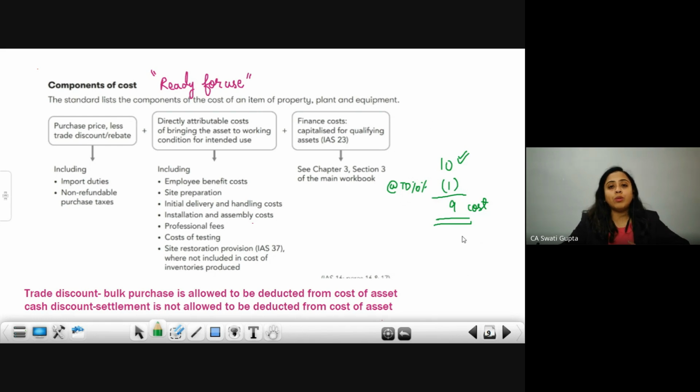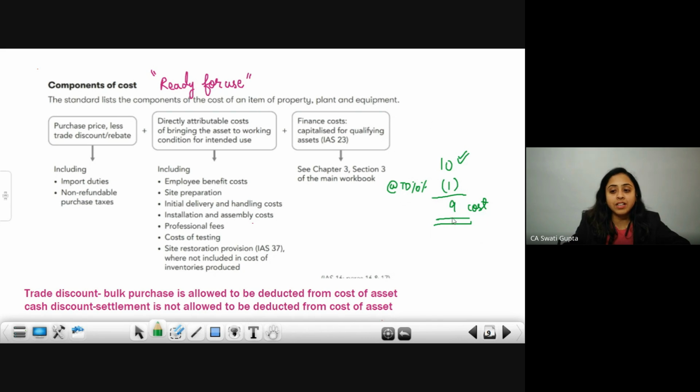Whereas any cash discount that comes up later, cash discount is your settlement discount. Trade discount is your volume discount that happens at the point of sale. For example, if it's a credit purchase and you're settling it 2 months later, the cash discount will be entitled 2 months later. So right now we say that cash discounts are not deductible.